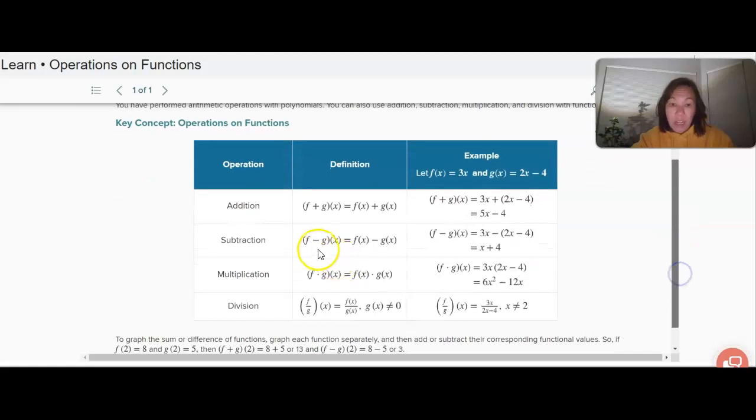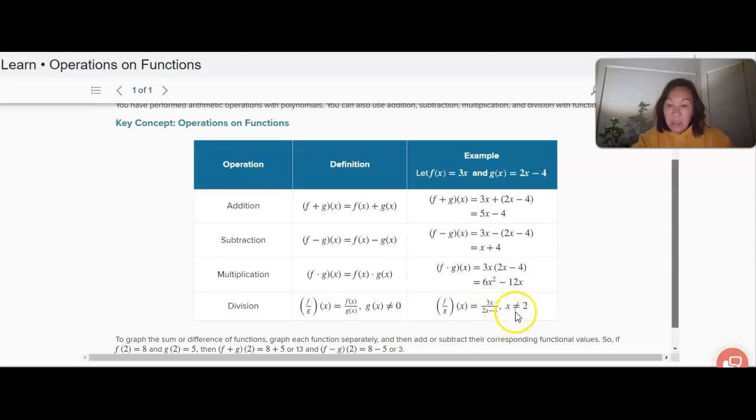Same thing with subtraction. This f minus g of x means take f of x and subtract from it g of x. So f of x minus the quantity, so be careful with subtraction. Make sure you distribute that negative to get x plus 4. Multiplication, same thing, f times g of x, multiply the two, so basically distribute here, and then division, f of x over g of x.